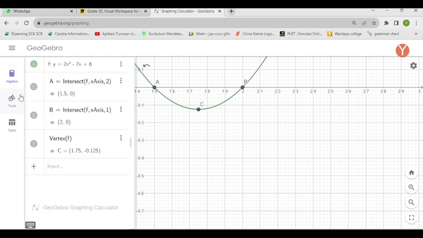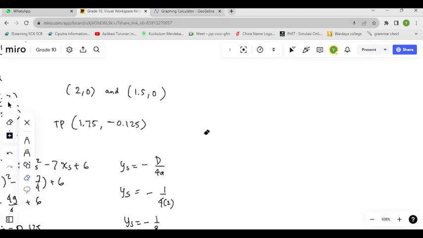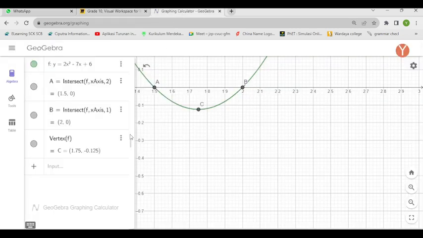Okay, here we go. (1.5, 0), (2, 0), and (1.75, negative 0.125). Okay.